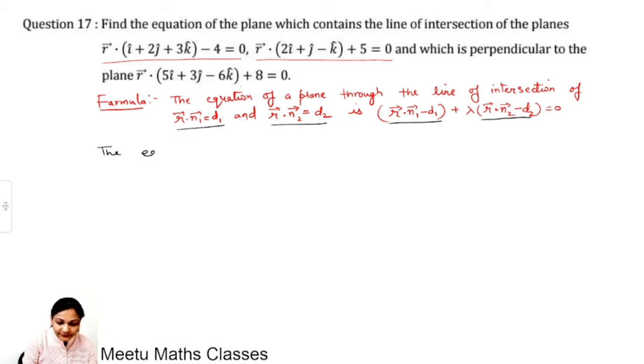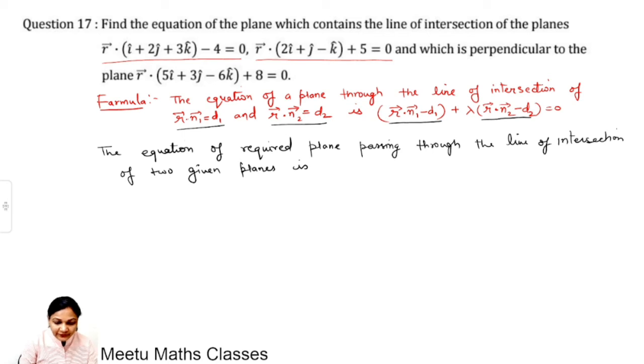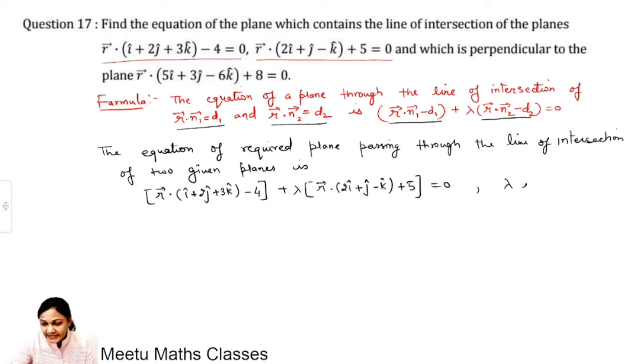So the equation of the required plane passing through the line of intersection of the two given planes is first plane, that is r dot i plus 2j plus 3k minus 4, plus lambda times second plane, that is r dot 2i plus j minus k plus 5, is equal to 0, where lambda is any scalar.